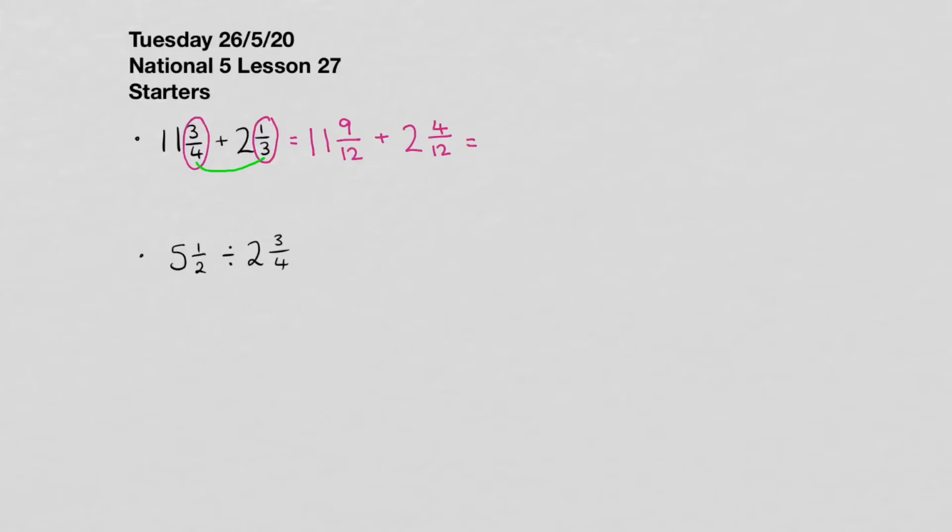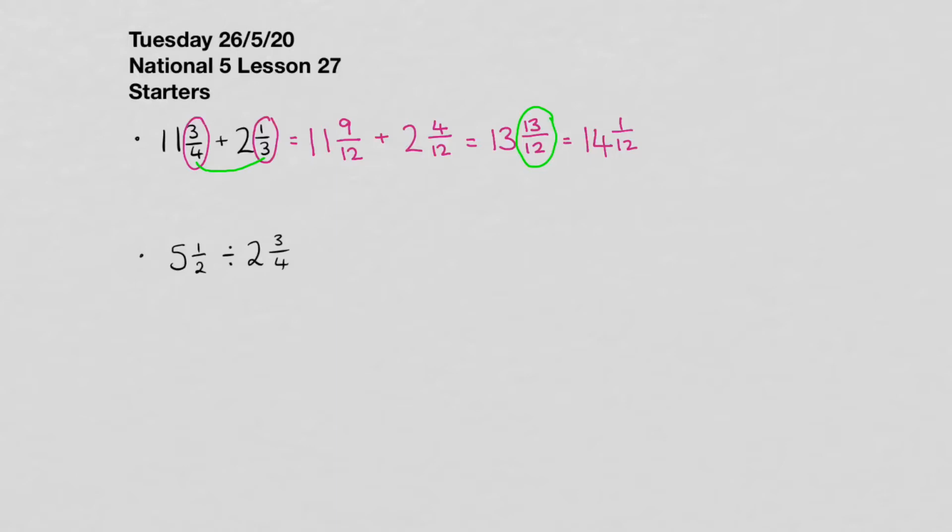So altogether, we've got 11 add 2 is 13. 9 twelfths and 4 twelfths makes 13 twelfths altogether. But remember, you can't have a mixed number with an improper fraction in it. So 13 twelfths, remember, is 1 whole one and 1 twelfth. So altogether, we've got 14 whole ones and 1 twelfth.